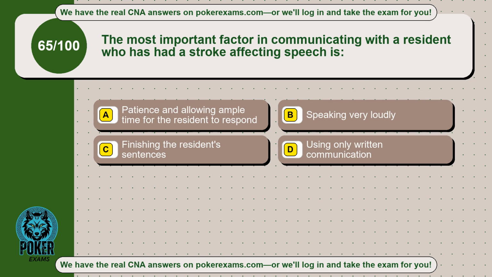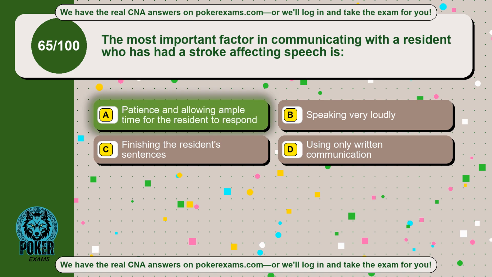Question 65. The most important factor in communicating with a resident who has had a stroke affecting speech is: Option A. Patience in allowing ample time for the resident to respond. Option B. Speaking very loudly. Option C. Finishing the resident's sentences. Option D. Using only written communication. The correct answer is option A.